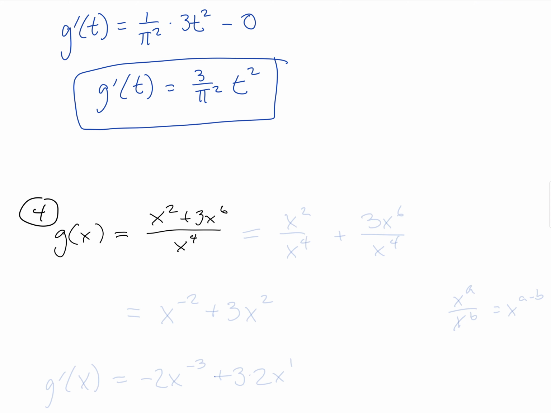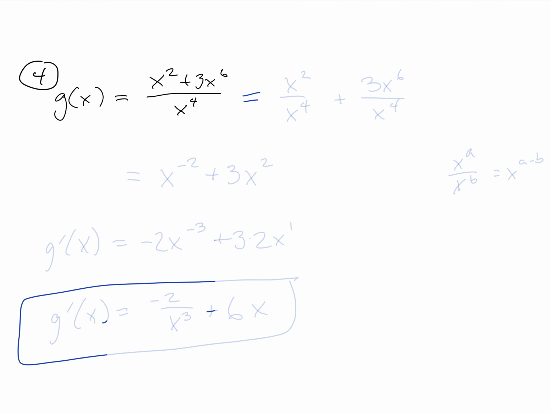Problem 4. We can also use simplification or rewriting to avoid the quotient rule here as well. So we could rewrite that as x squared over x to the fourth plus 3x to the sixth over x to the fourth.